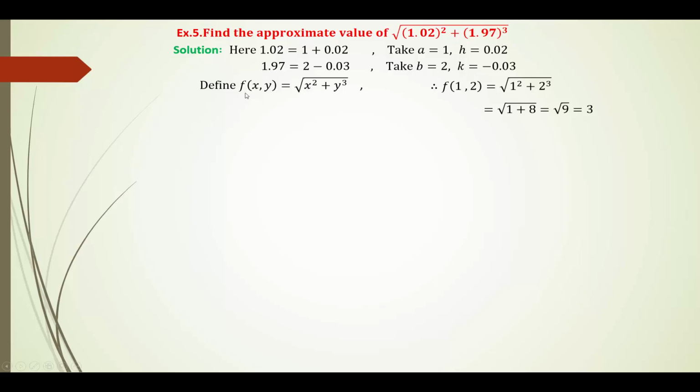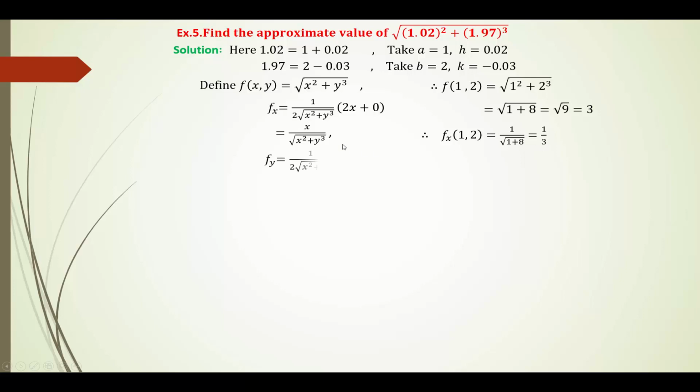Then find the partial derivative of f with respect to x, that is fx. fx equals the partial derivative with respect to x of the square root of x square plus y cube. The derivative of square root is 1 upon 2 root, so 1 upon 2 into the square root of x square plus y cube. The derivative of x square is 2x and the derivative of y cube is 0. The 2 cancels, equal to x upon the square root of x square plus y cube. Then find fx at point (1,2). Put x is 1 and y is 2, so 1 upon the square root of 1 square plus 2 cube, which is 8. So 1 upon root 9. Root 9 is 3, so 1 by 3.